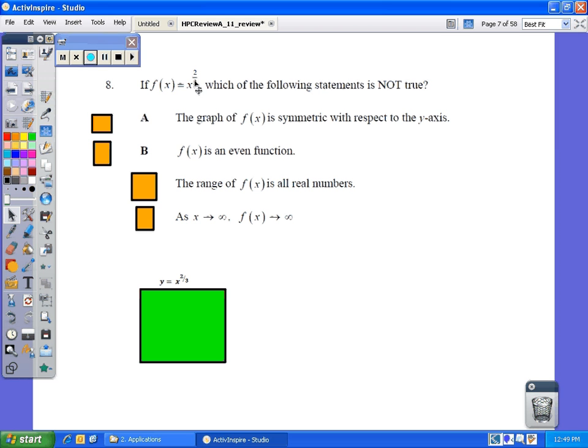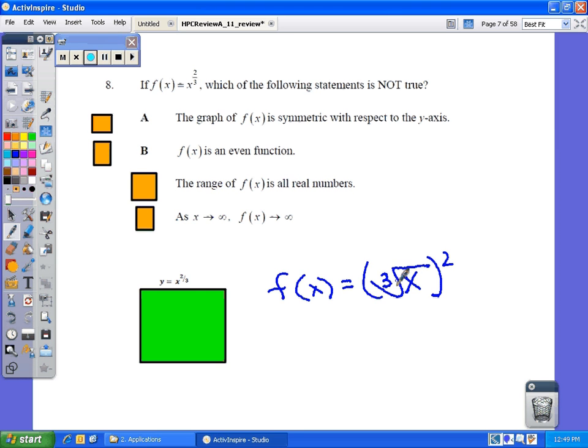For this function, I can think of it as f of x is equal to the cube root of x squared. That's an interpretation of this rational exponent. And I can make a table of values. Well, let's look at this for a minute.